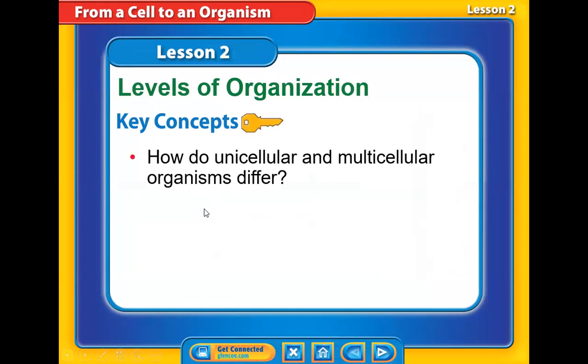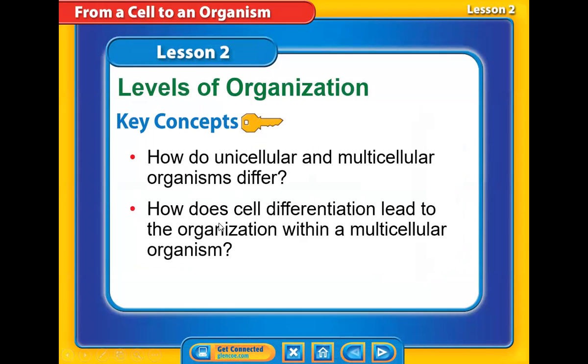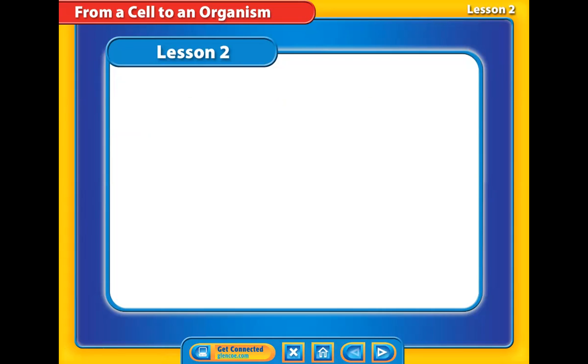By the end of the lesson, we should be able to know how unicellular and multicellular organisms differ, and how cell differentiation leads to organization within a multicellular organism. So those are the two main goals in this lesson. That means we first must know the difference between unicellular and multicellular organisms. Then, in multicellular organisms, how different cells carry out different functions and how they integrate together to do the different biological functions to ensure the continuity of life.